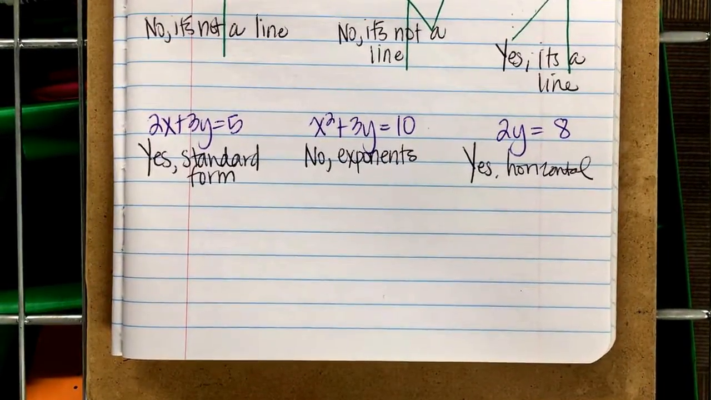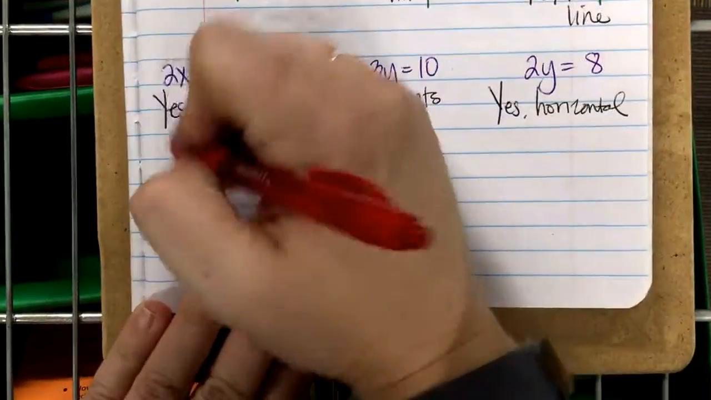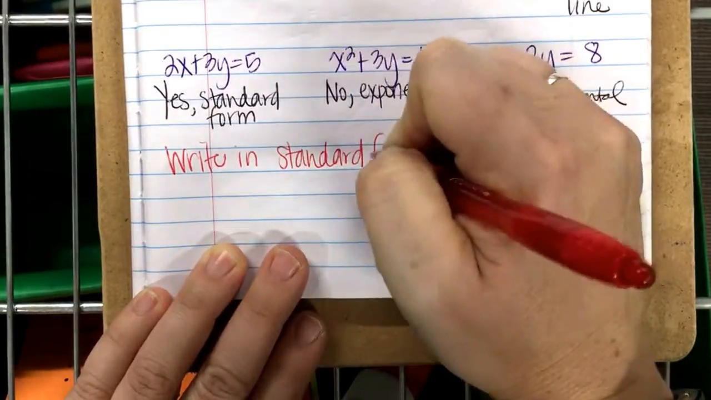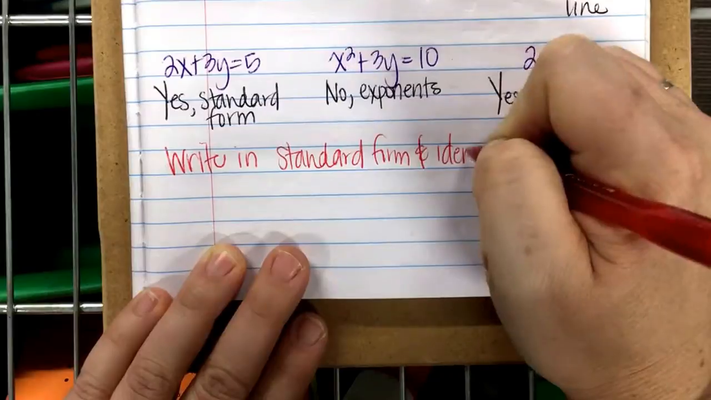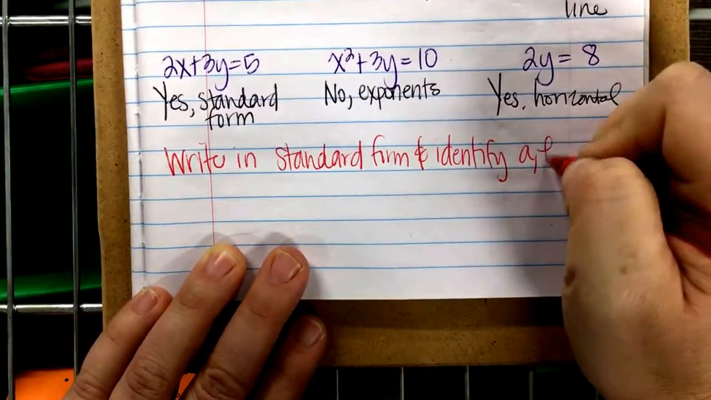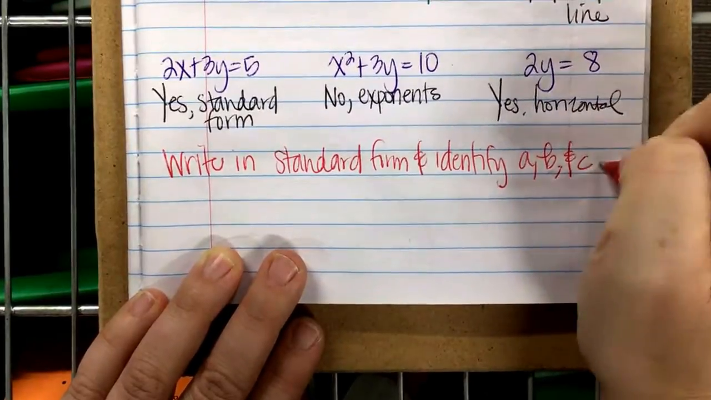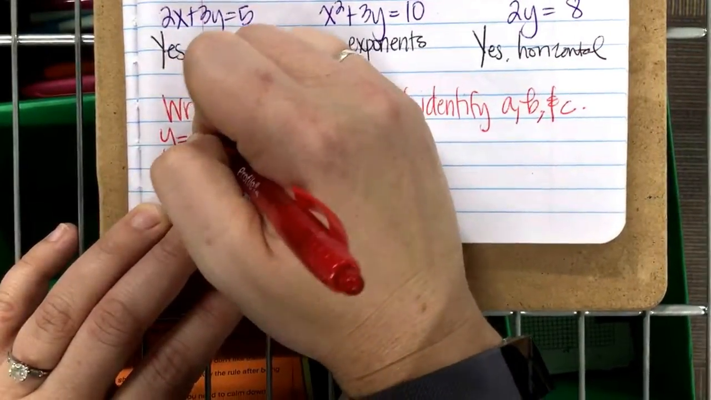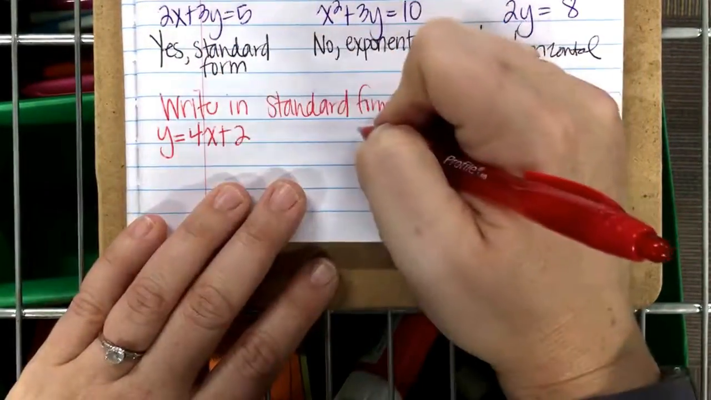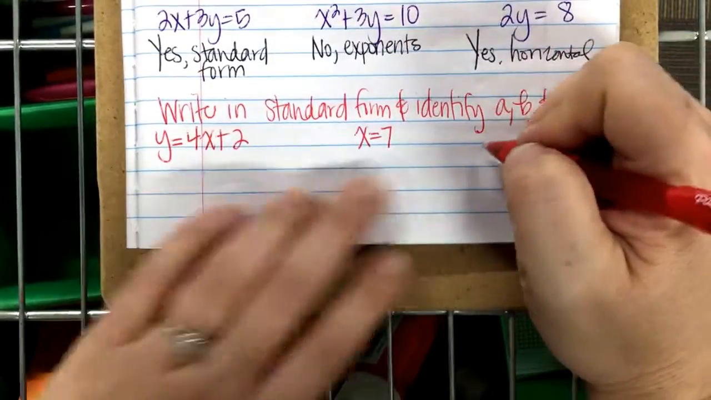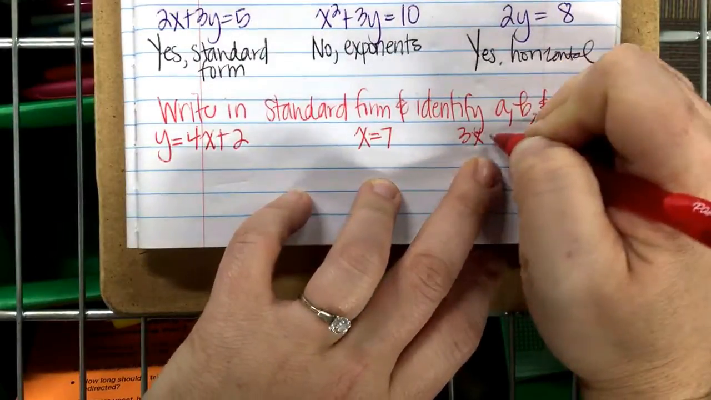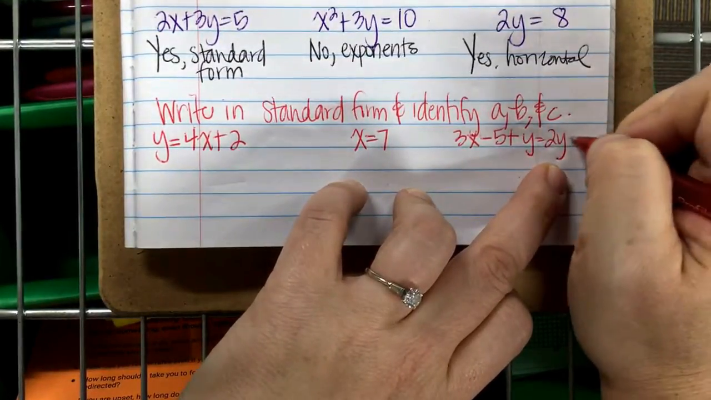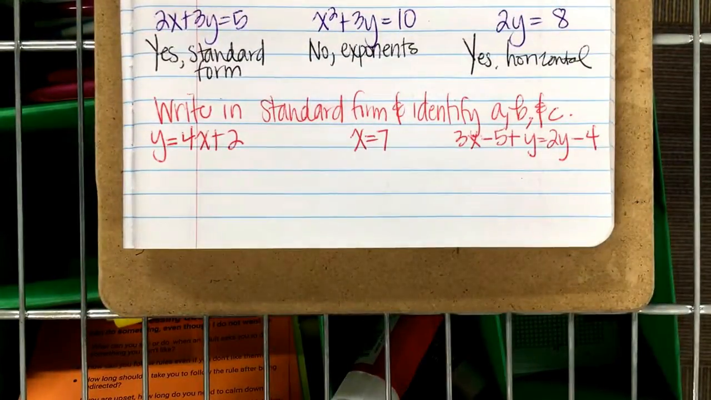All right, let's try one more type. I want you to write these in standard form and identify the A, the B, and the C. Whew. Almost ran out of room.